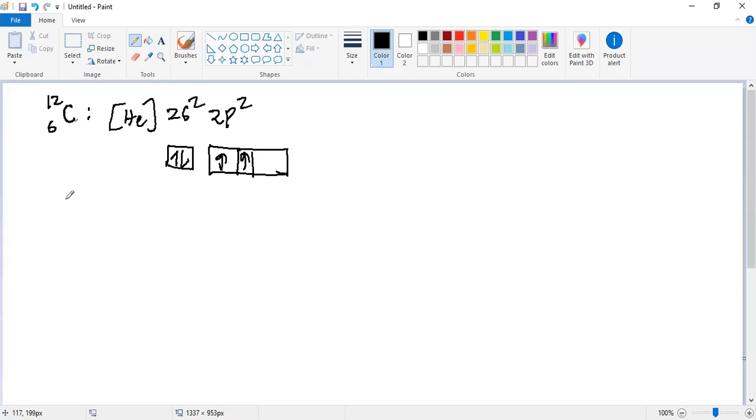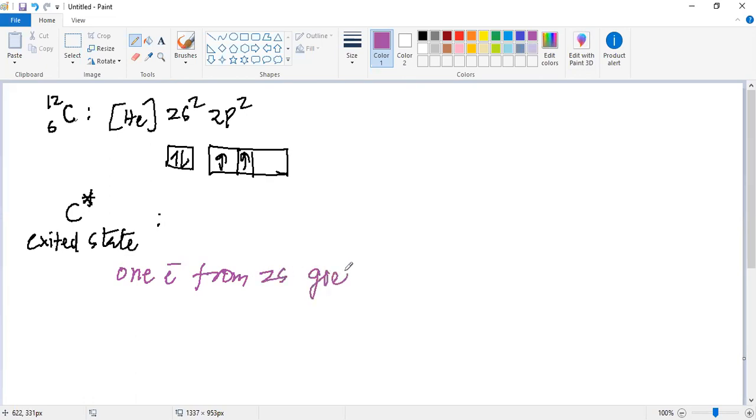Now what happens after absorbing some energy, carbon gets excited. This is the excited state. When this carbon gets excited, one electron from 2s goes to 2p, and thus a new kind of electronic configuration is formed. That is how we represent it in this manner.